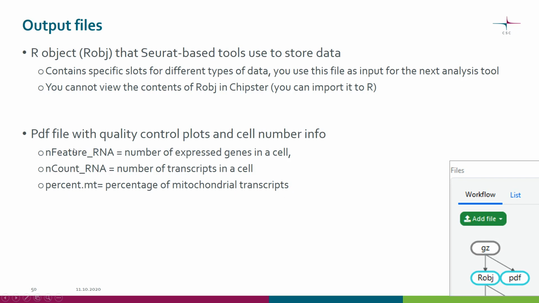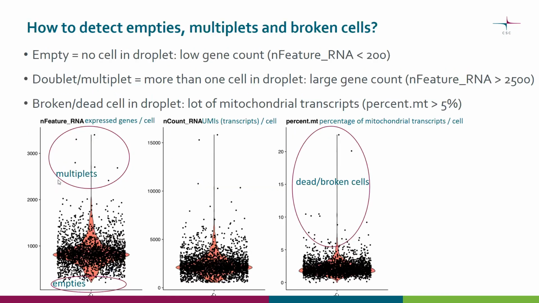And so these names are now from scRNA version 3 that Chipster uses. scRNA version 2 had slightly different naming for these things. So now let's look at these plots then.